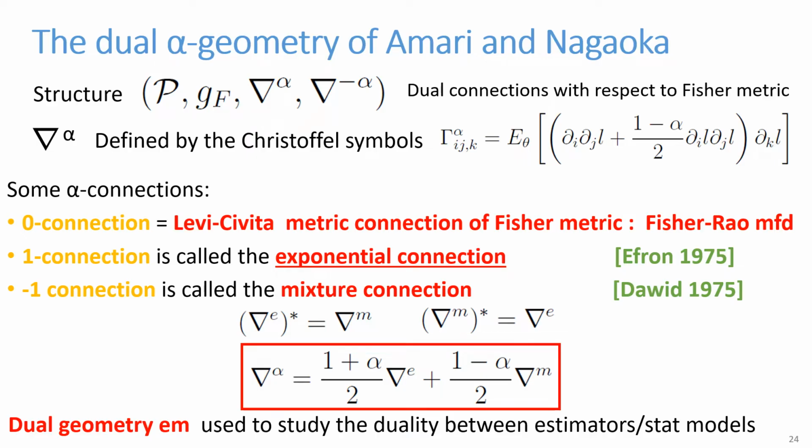There are some special affine connections from this parametric family of affine connections. The zero connection is just the Levi-Civita connection corresponding to the Fisher metric. The one connection is called the exponential connection and was pioneered by Chernoff and Efron. The minus one connection is called the mixture connection, or ∇M, and was reported in a comment to Efron's statistical curvature paper by Dawid.